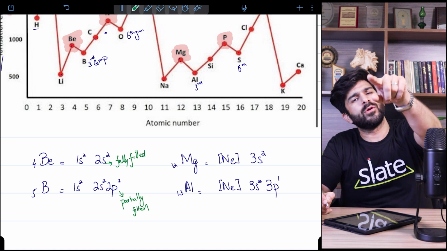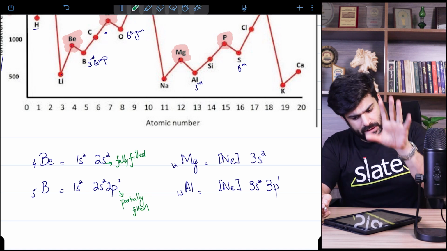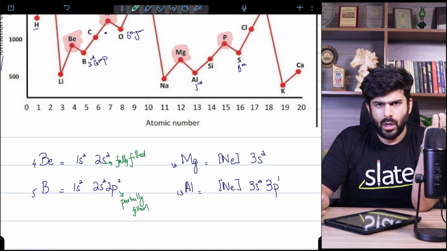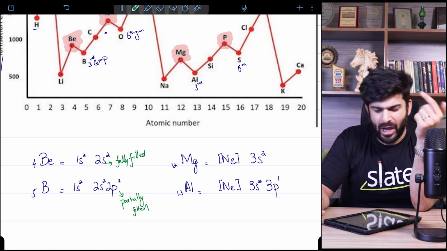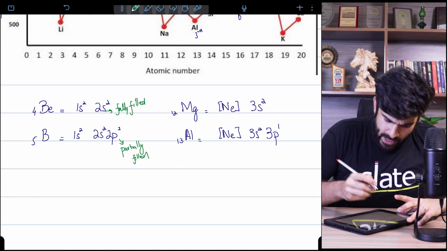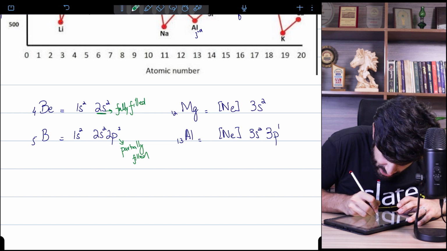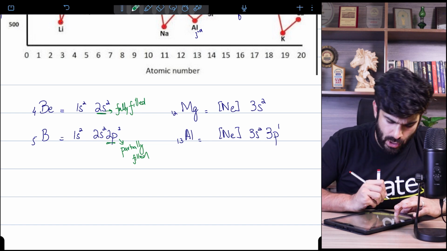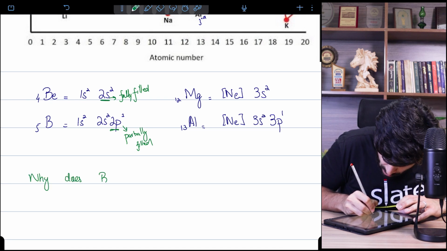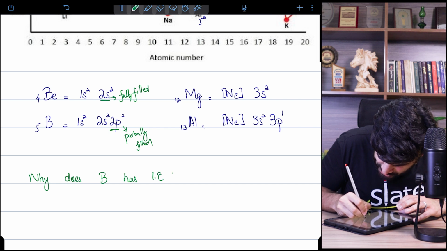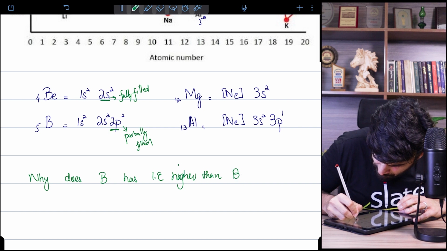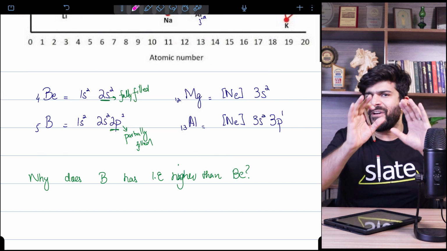But that is not the reasoning that you are going to give in the exam. You would know the concept that this is partially filled and that is fully filled. But why is partially filled unstable, and why is fully filled stable? Because we are removing the outermost electron. Here, we are removing an electron from 2s. Here, we are removing it from 2p. So why does boron have ionization energy higher than beryllium? That's a fixed answer.